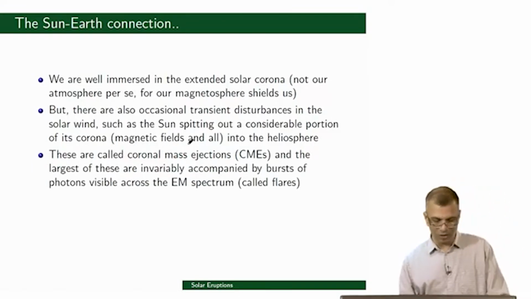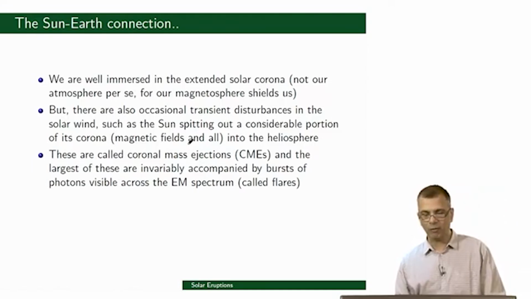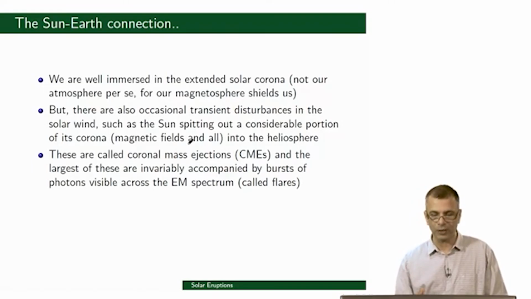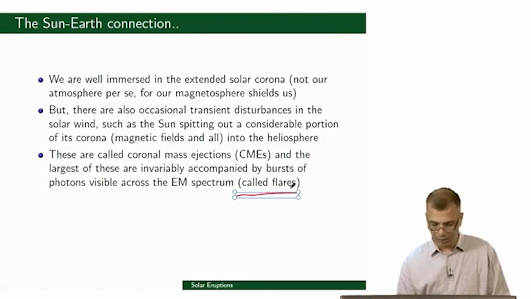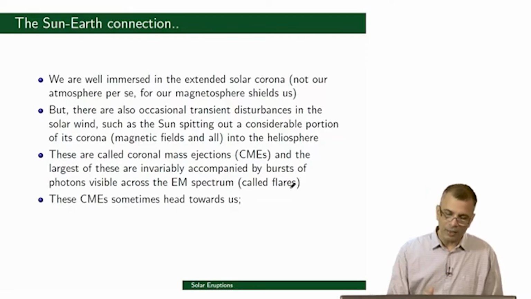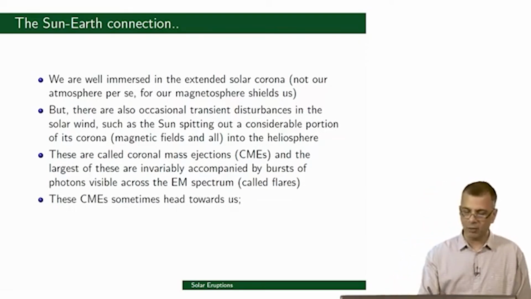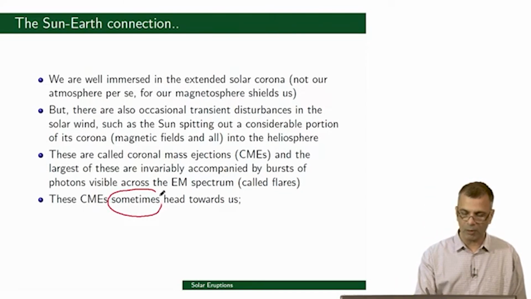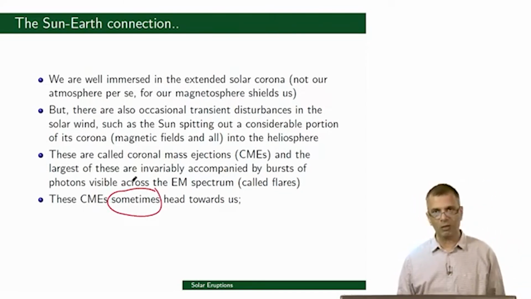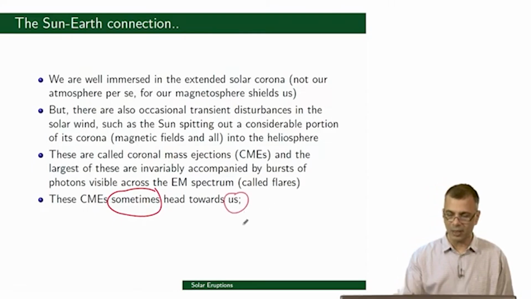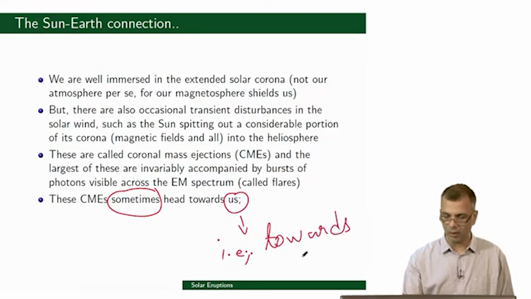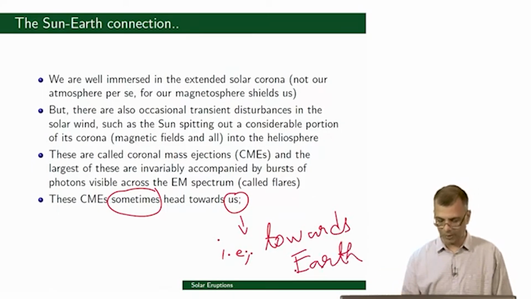And the largest of these CMEs are invariably accompanied by bursts of photons, which are visible across the electromagnetic spectrum. We just saw a very beautiful example, and they're called flares, right? And these coronal mass ejections sometimes head towards us, not always. It depends upon the geometry. But some of these coronal mass ejections can head towards Earth. This is what I mean.